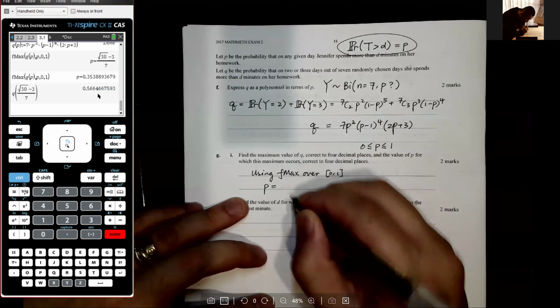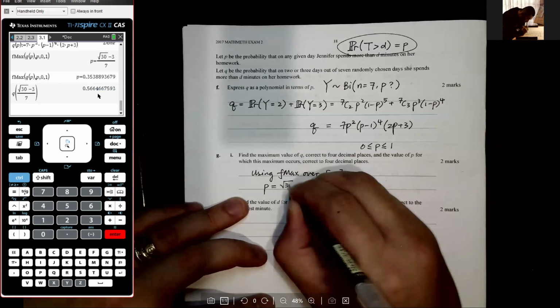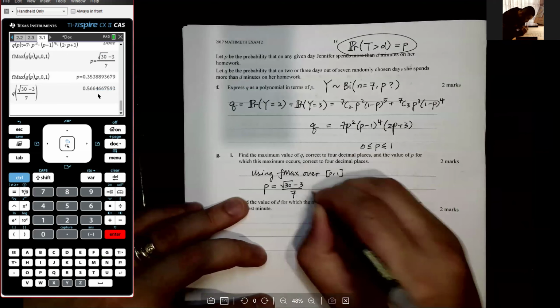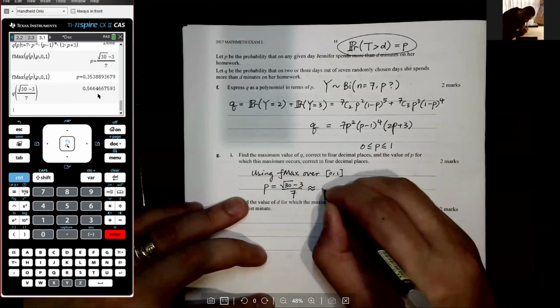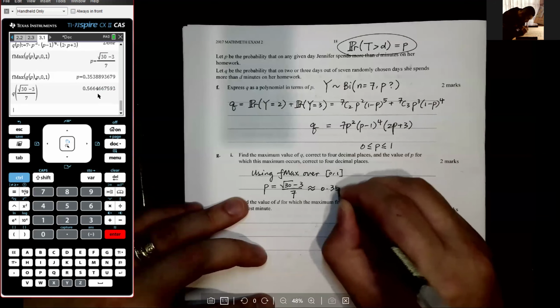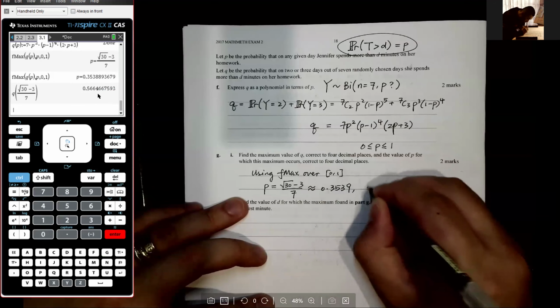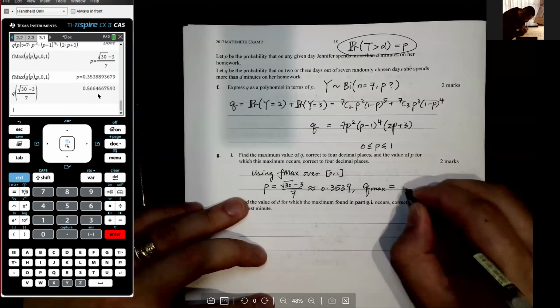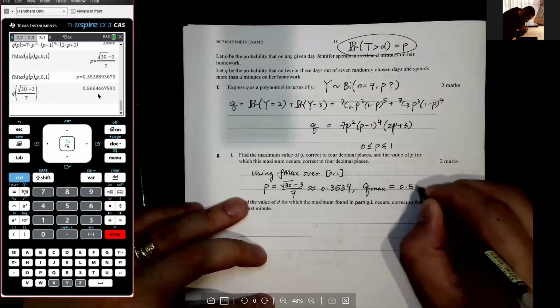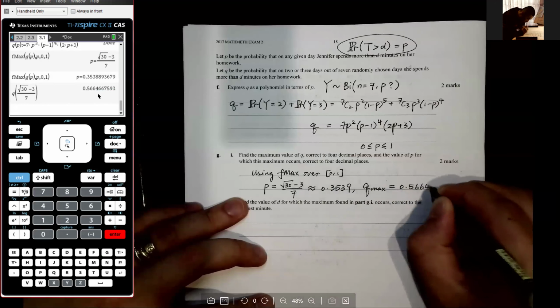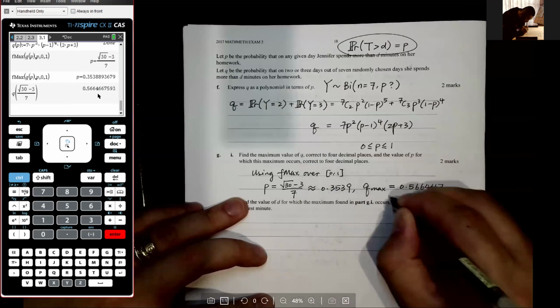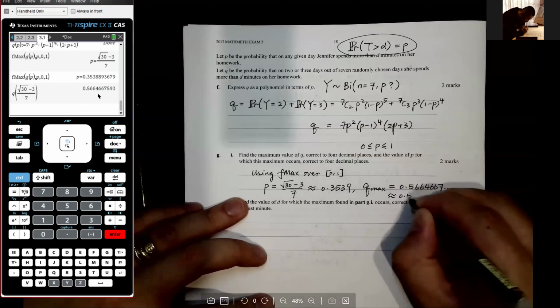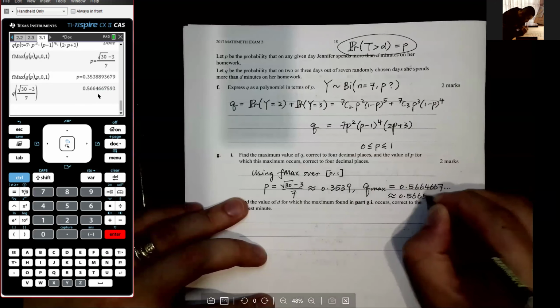The exact value is P equals (root 30 minus 3) divided by 7, which is rounded to 0.3539. And the Q maximum is going to be 0.5664667, and it's rounded to 0.5665. Okay.